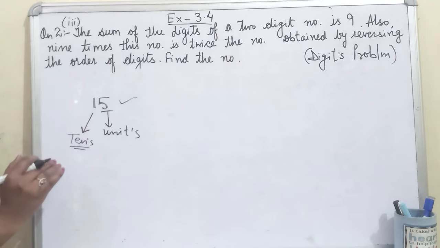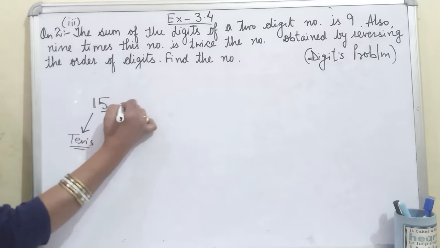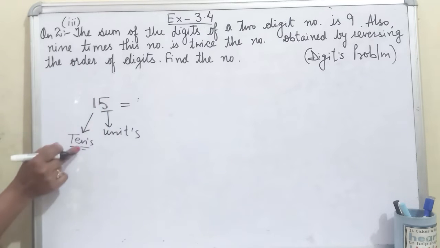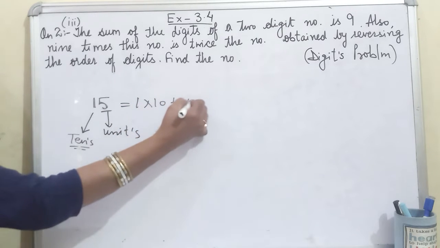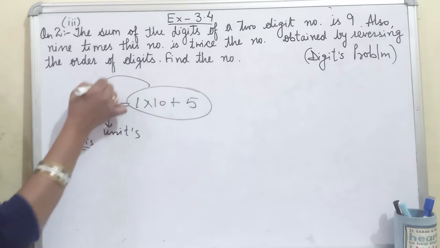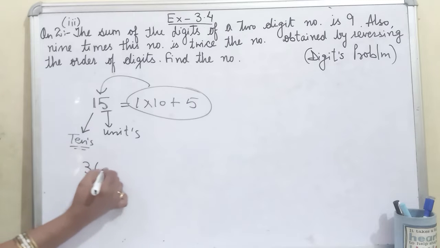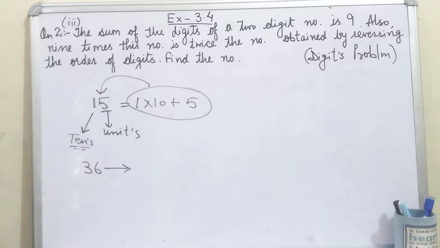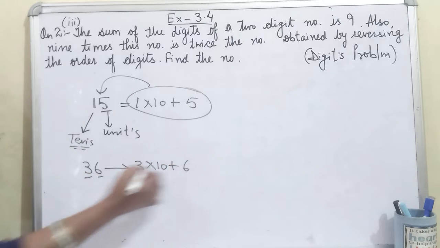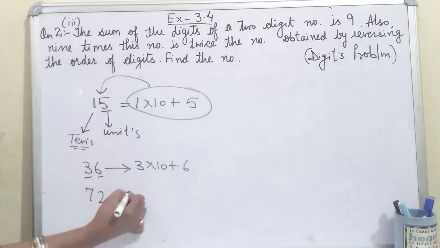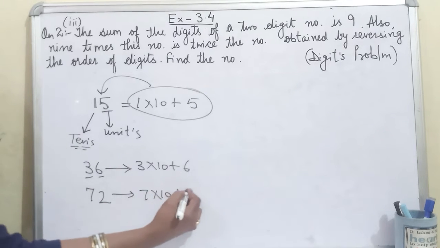And if I want to write it, because 1 is at tens place, I can write it as 1 into 10 plus the unit place 5, so that after solving it I will get the number again. One more example I am taking. Suppose I have 36. How can you write that number? 3 into 10 plus 6. Suppose I have a number 72. Yes, 7 multiplied by 10 plus 2.